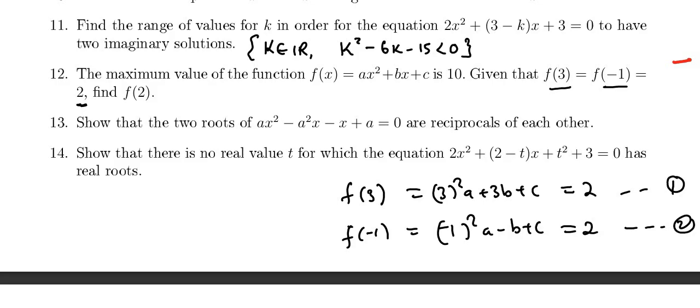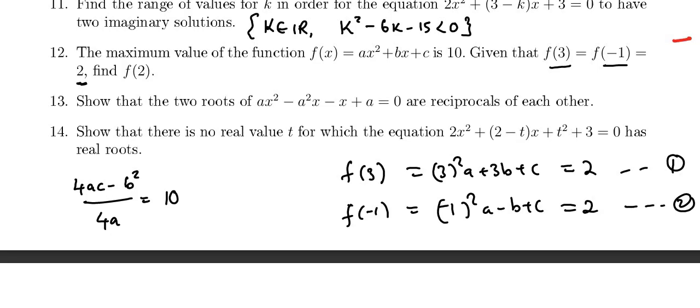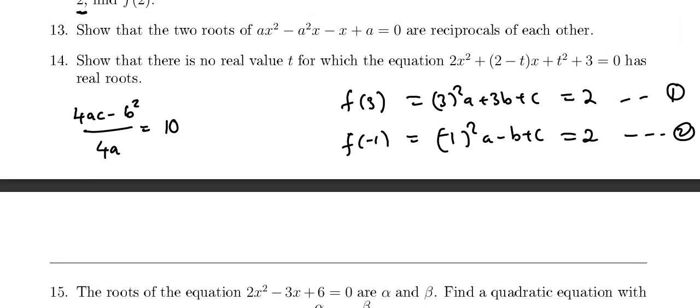Then the maximum value of any function is just 4ac minus b squared. They're saying it's equal to 10. That's what they're telling us. So now we can use the first two equations that we have here. So we're going to get 9a plus 3b plus c is equal to 2. Then we have a minus b, and then plus c, this is also equal to 2. So we're getting this.